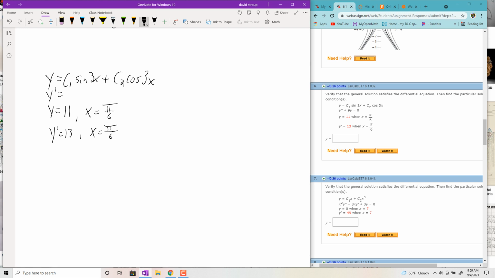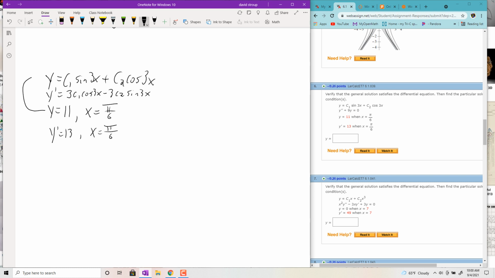Y prime is going to be, chain rule on it. So 3c1 cosine 3x plus 3c2, negative, so minus 3c2 sine 3x. Ugh. Great. So no doubt I'll screw that up if I don't rewrite it. Sorry. So yeah, 3c1 cosine 3x minus 3c2 sine 3x.